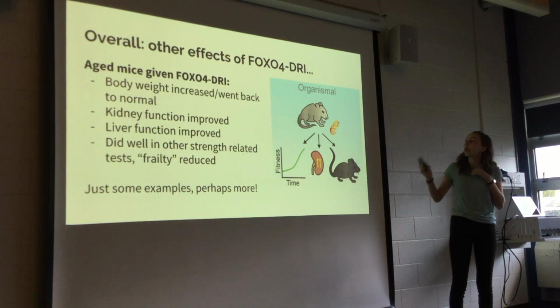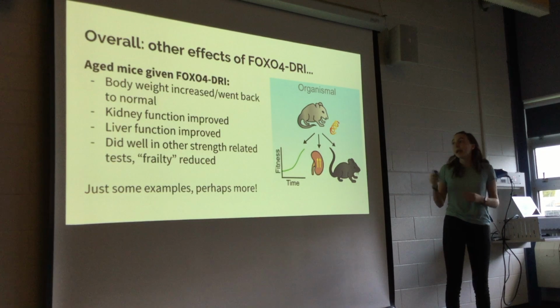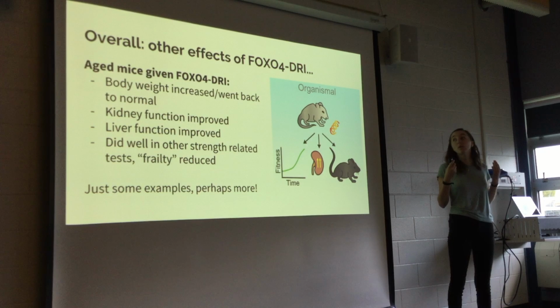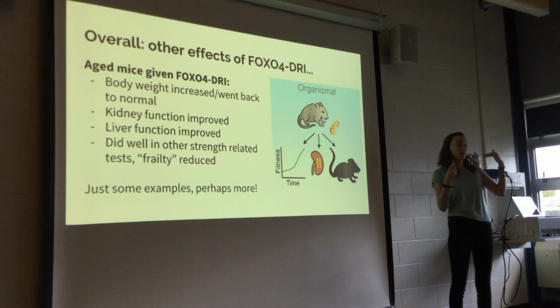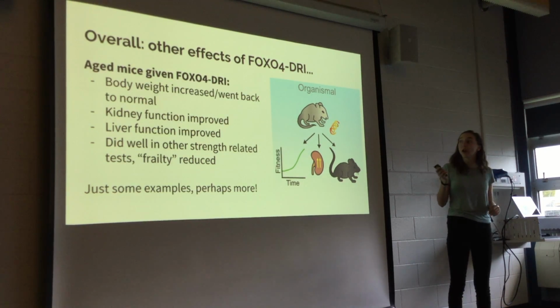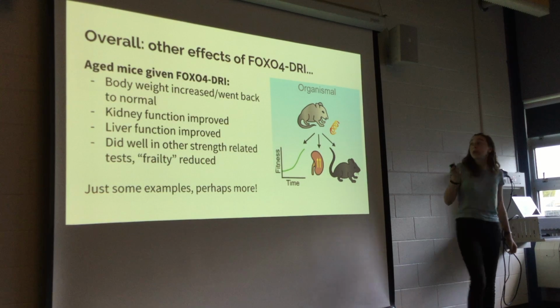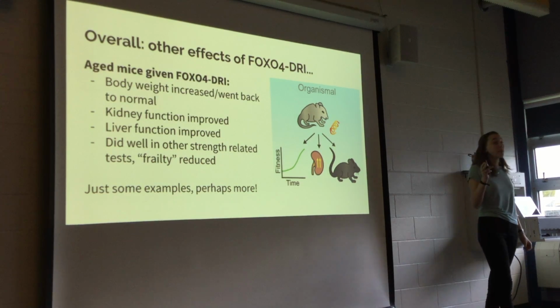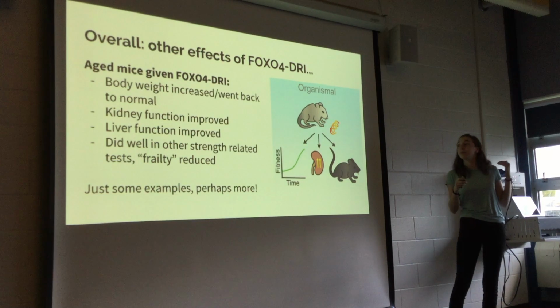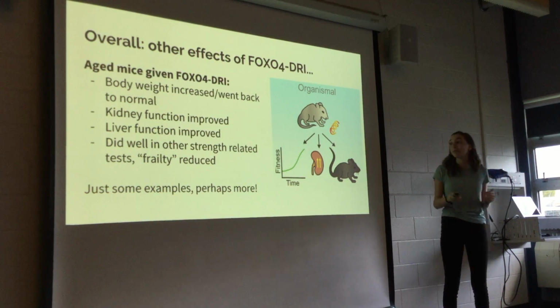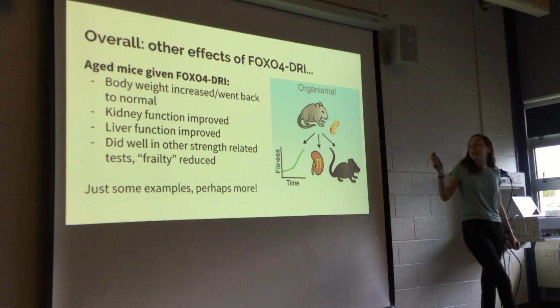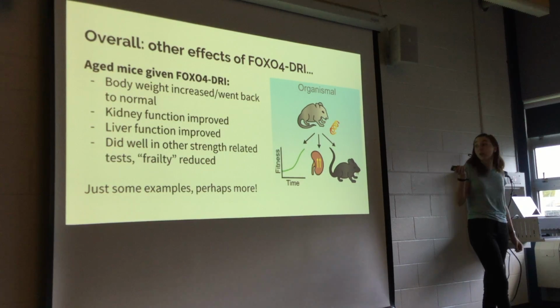So in the paper they also mentioned aged mice that were given FOXO4-DRI, their body weight increased. Normally in aged mice, body weight tends to fall. FOXO4-DRI was able to bring that back up to normal. Kidney and liver function, which is normally really low and poor in an aged mouse, was able to increase and return to its normal level once FOXO4-DRI was given.